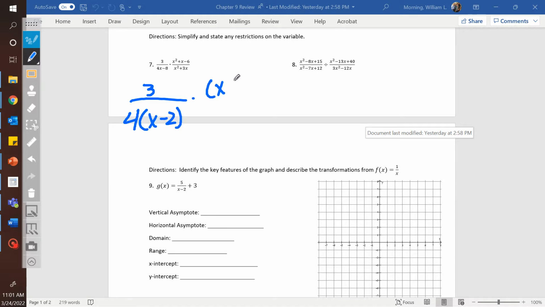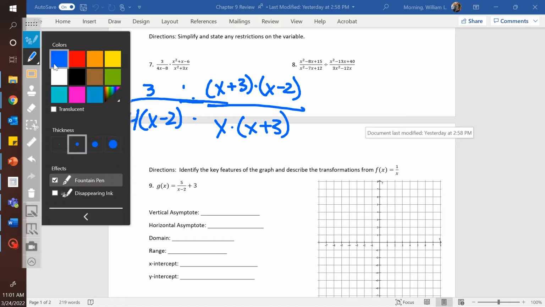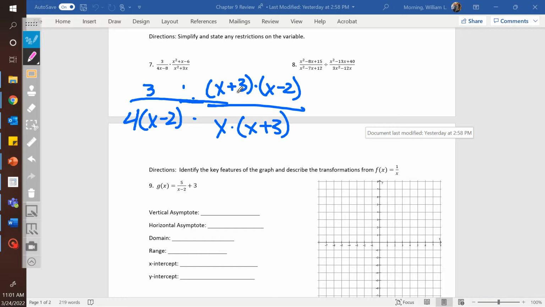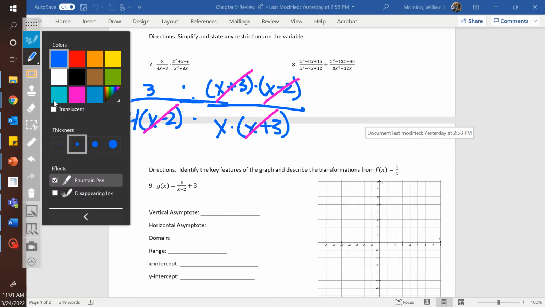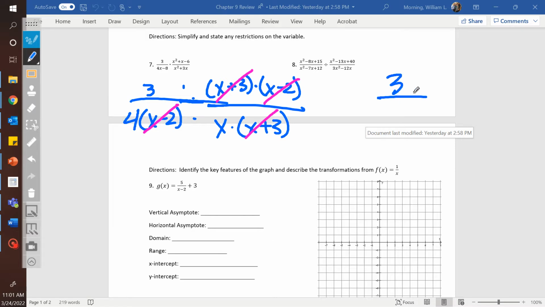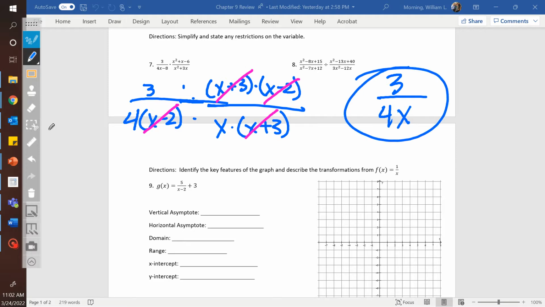And then x squared plus x minus 6 is x plus 3 and x minus 2. X squared plus 3x is x and x plus 3. Now, since this is multiplication, all the factors in the top and bottom are just included as factors of the top and bottom. So we can just cancel out factors that are included in the top and bottom. So x plus 3 can cancel, x minus 2 can cancel, and we are left with 3 over 4x as our simplified product here.